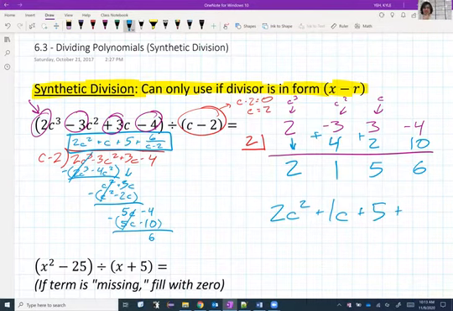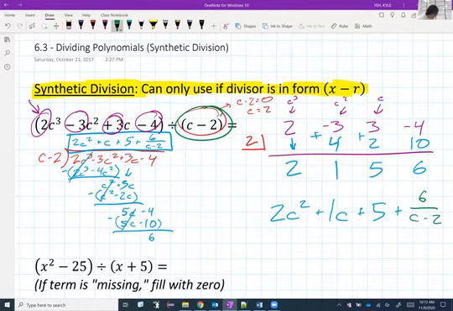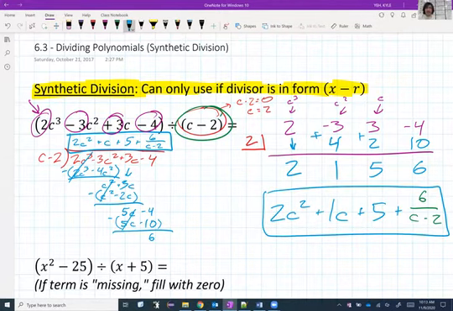Plus, what does the 6 mean then? The 6 is my remainder, and remember, we just go 6 over whatever we were dividing by, 6 over c minus 2. And that is synthetic division.